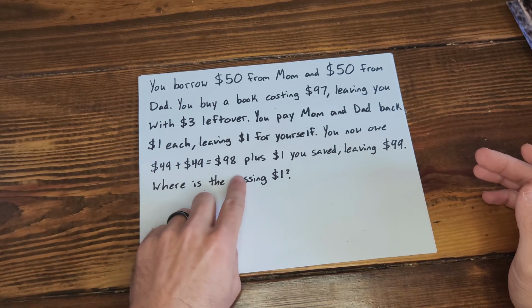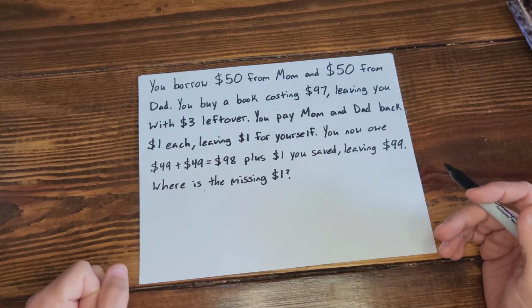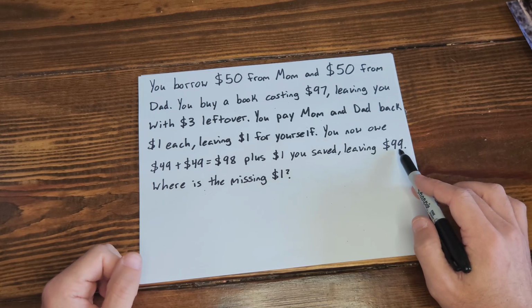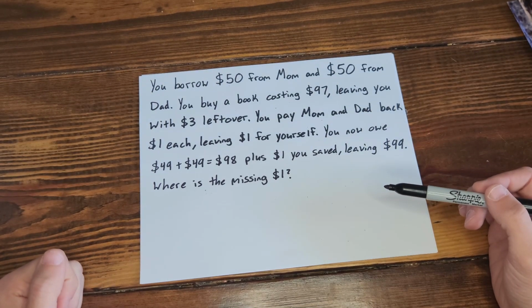Well, if I add those two up, that gives me $98. But remember, I had that dollar that I was saving for myself. So if I take those and add them together, I only get $99. But in total, I borrowed $100. So what happened to the missing dollar?